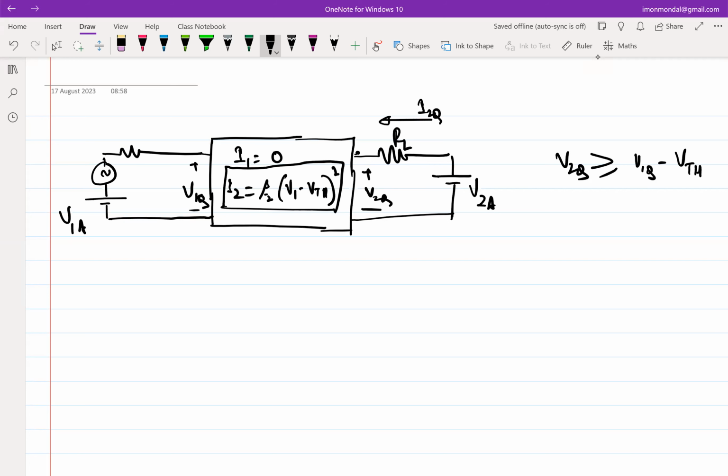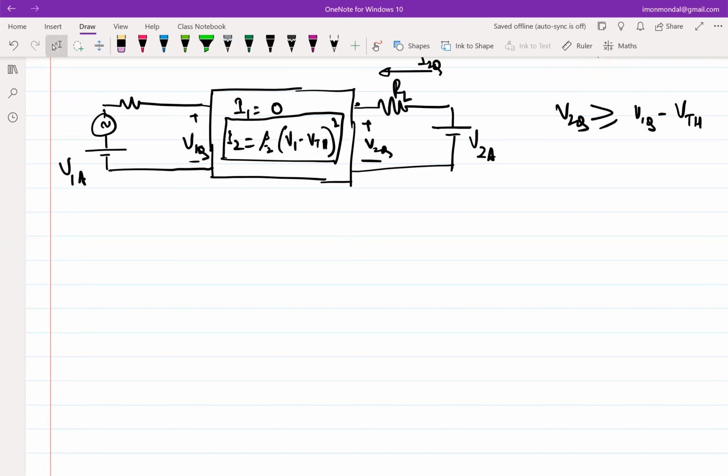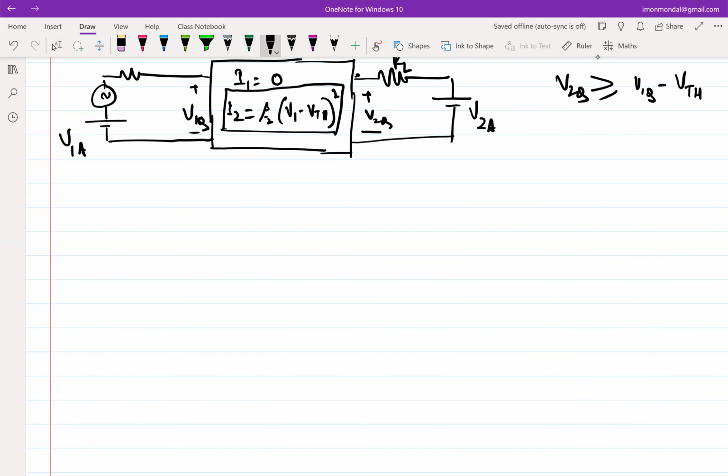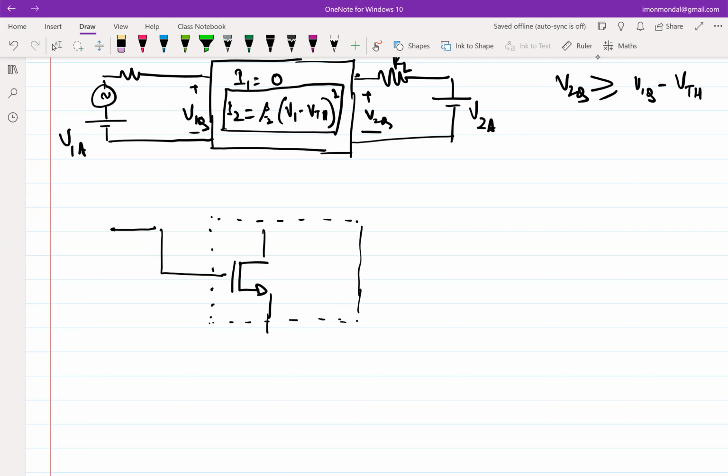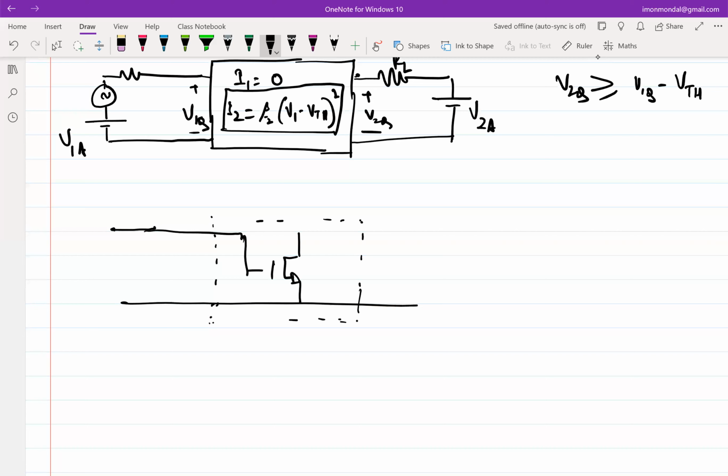Okay, so having said that, now we can move on and replace the box with our symbol of a MOSFET, and then proceed. We already saw that this was our box, and if this is the MOSFET, this is the input terminal V1, this is the output terminal V2, and we have applied the input.